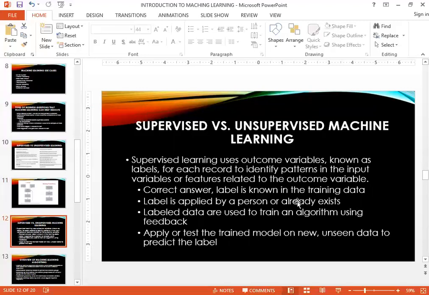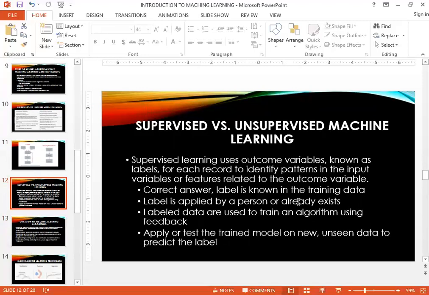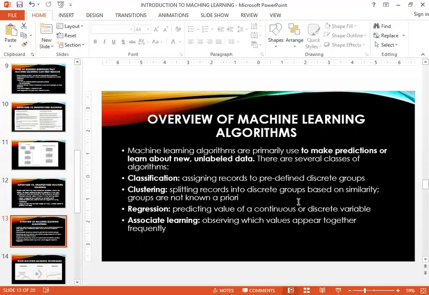These couple of slides repeat a lot of the concepts that I've just said, but now that you've understood it, I'll read these out and hopefully you'll understand the concept fully. Supervised learning uses outcome variables known as labels for each record to identify patterns in the input variables or features related to the outcome variable. Correct answer label is known as training data. Label is applied by a person or already exists. Label data are used to train an algorithm using feedback, apply or test the trained model on new unseen data and predict the label. Again, this is exactly everything that I just explained in detail.